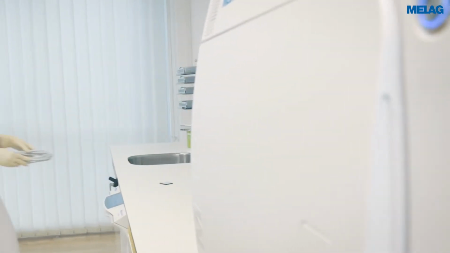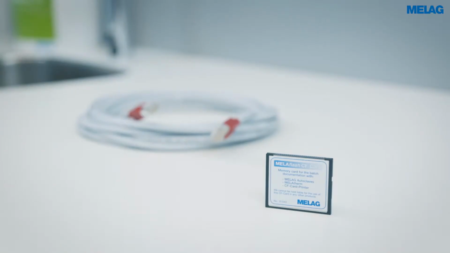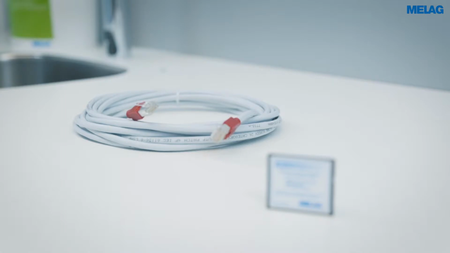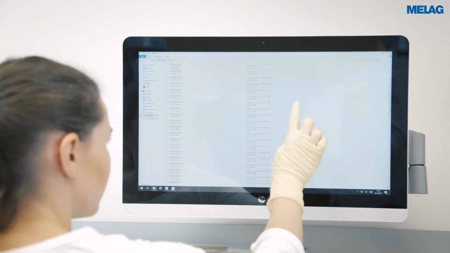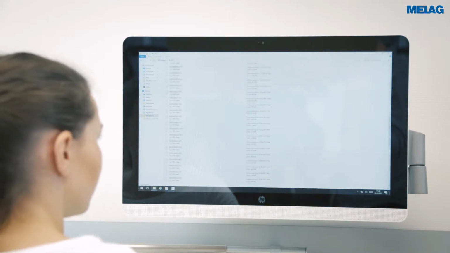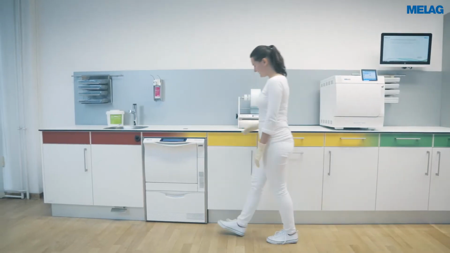Process documentation is important to prove the success of the program. A MELAflash CF card and 2 network connections are available for log output. Documentation with a network cable means that the recorded logs are saved directly on the computer or network. The MELAflash CF card, which is included in the scope of delivery, is preset as an output medium.